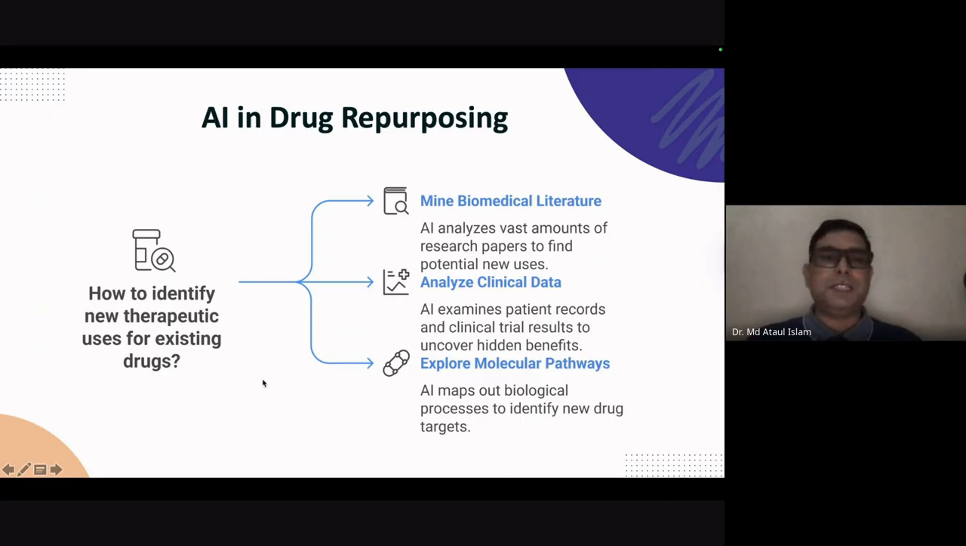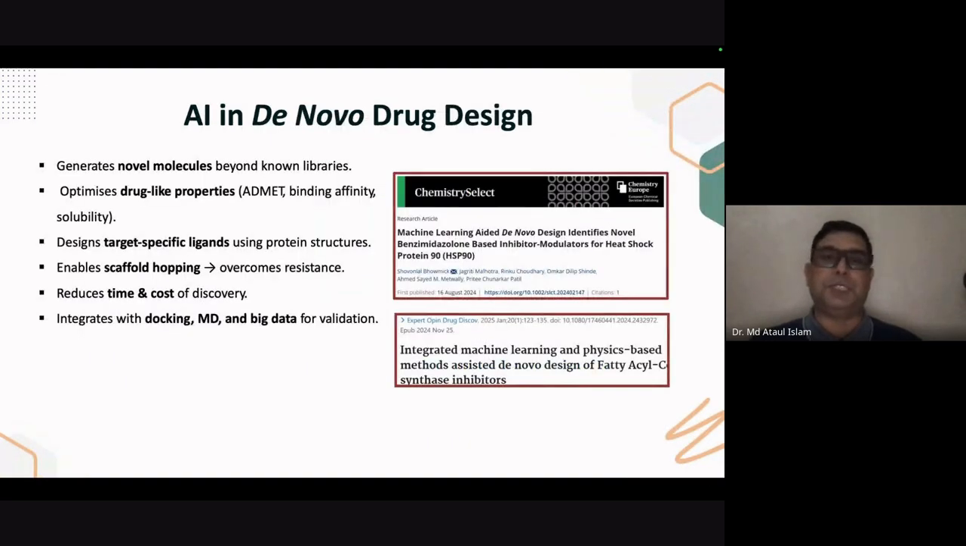The drug repurposing, this is an excellent approach. That is, how you can use an existing, FDA approved drug for another disease, to treat the other disease. That is the drug repurposing approach you can use. So I'll show you one real example here. So here also you can use the molecule as a new therapeutic for a new disease.